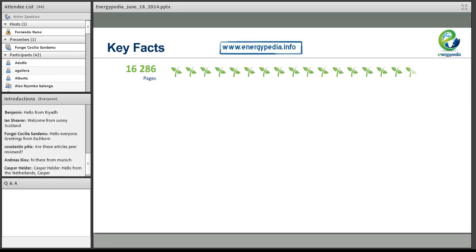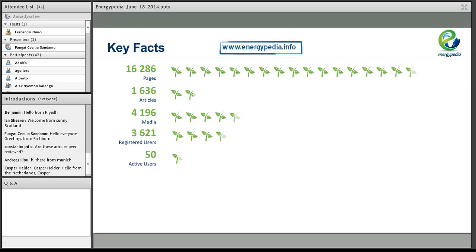Energypedia currently contains over 16,000 pages. 1,636 of these are actually articles on renewable. The platform also contains over 4,000 uploaded media. Any registered Energypedia user can contribute audio, video, pictures, etc. About 3,621 users are currently registered on the platform, but as yet only 50 of these are active volunteer editors from our worldwide community who are actually continually expanding content on the wiki.